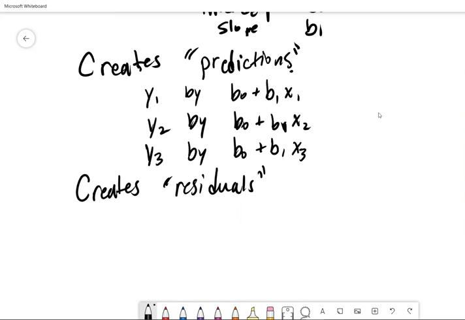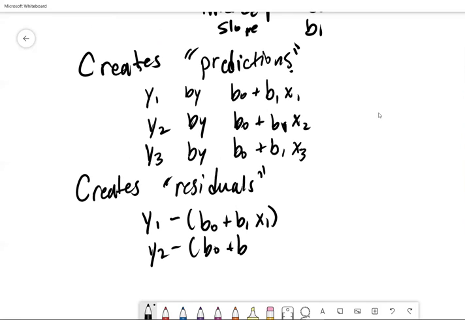And what are they? They're each y value minus the predicted value. y1 minus (B0 plus B1 x1), y2 minus (B0 plus B1 x2), y3 minus (B0 plus B1 x3). All right, so you've got predictions and you've got residuals, the differences between the observed values and what your line would have predicted the y value to be.